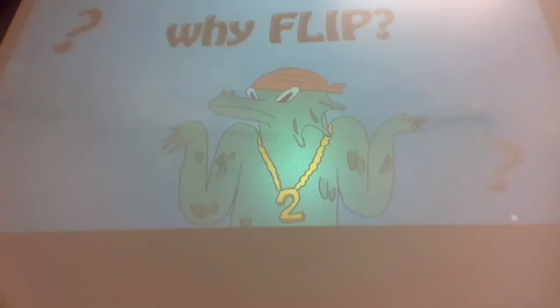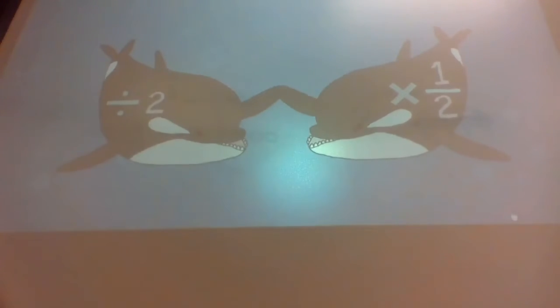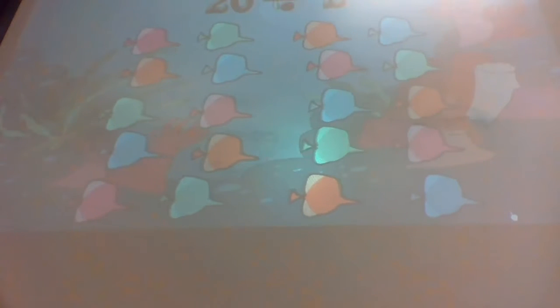Why do we flip it? I'll explain it, man. Dividing by 2 is the same as multiplying by half. 20 students in your class divided by 2 would be 10 students. All we can do, 20 students in your class times half is 10.